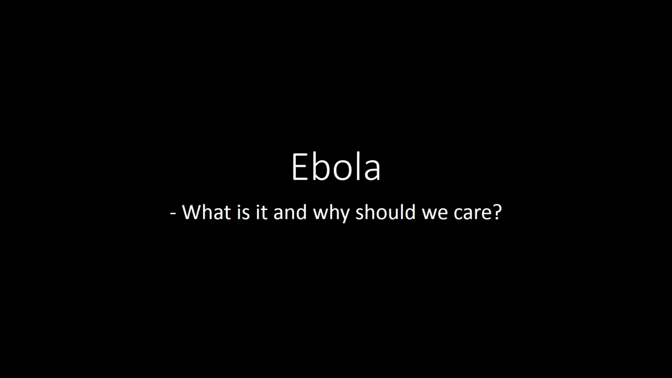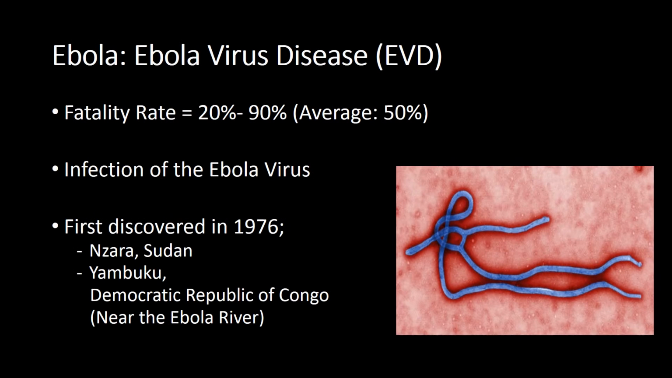What is it and why should we care? Ebola, more formally known as the Ebola virus disease, is severe and often fatal in humans. It has a fatality rate ranging between 20 and 90%, with an average of 50%. The disease is brought about by infection of the Ebola virus, known to have 4 disease-causing species.